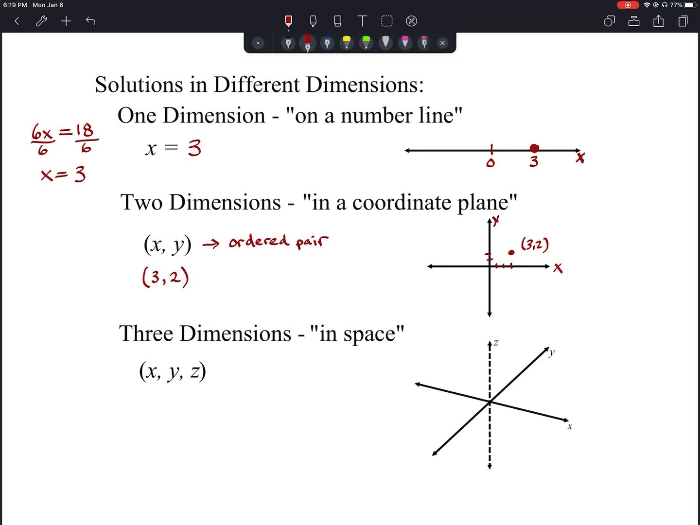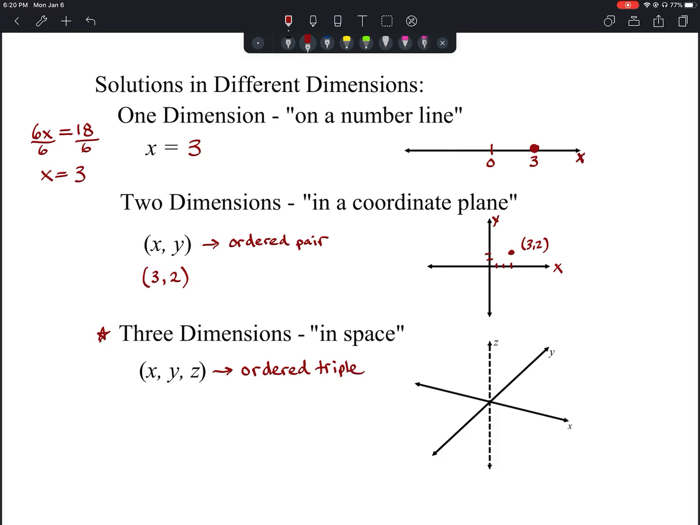Now, if we climb the ladder into something that may be a little bit more new to you here, we're going to be looking at 3 dimensions. Okay, and so what we call a solution where we have 3 dimensions, x, comma, y, comma, z, we're going to call that an ordered triple. We're going to call that an ordered triple because it's got 3 dimensions.